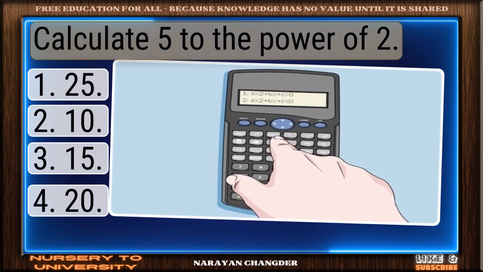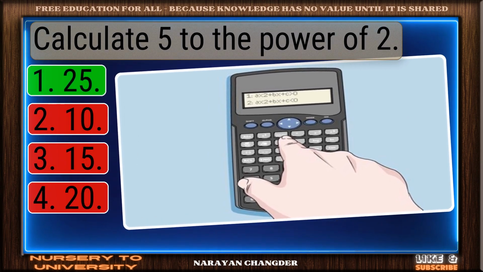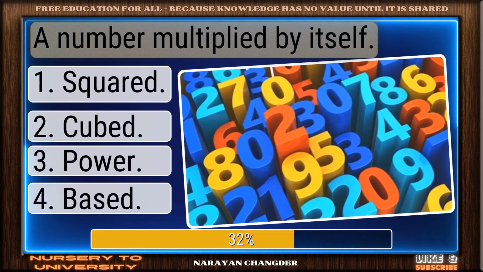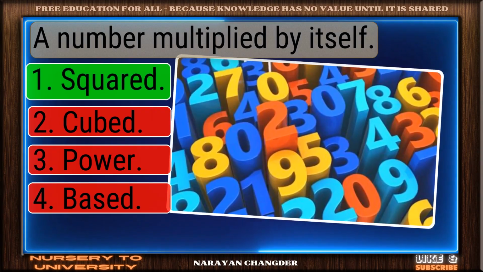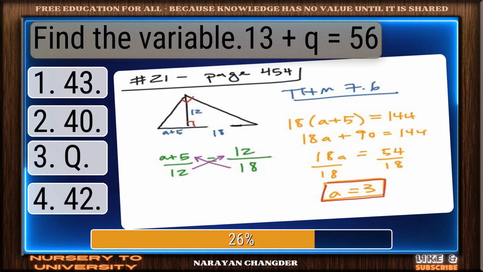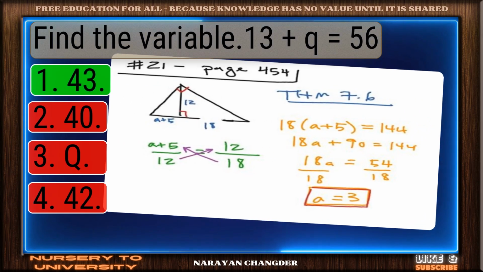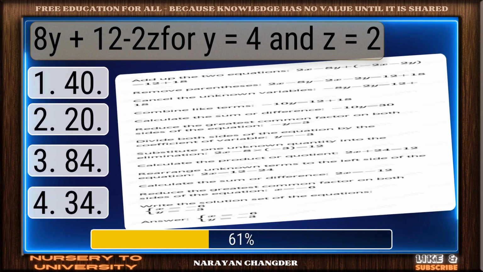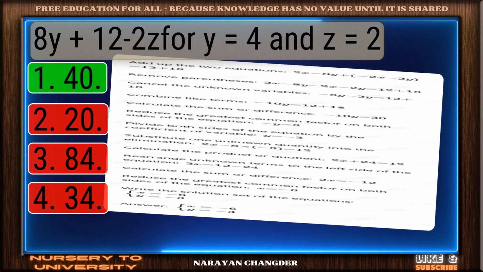Calculate 5 to the power of 2. Perfect. 25 is the correct choice. A number multiplied by itself. Great thinking. Squared is the right choice. Find the variable: 3 plus q equals 56. Well picked. 43 is the correct answer. Evaluate a plus 12 for y equal to 4 and z equal to 2. Nice work. You chose 40 and it is correct.